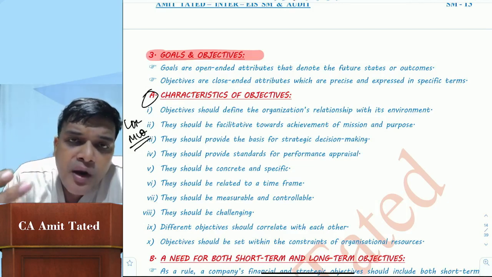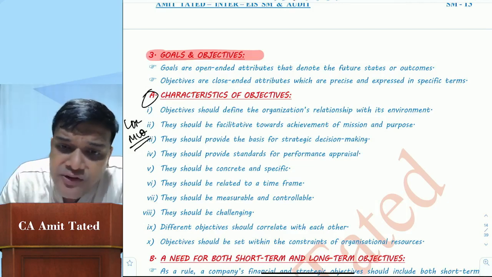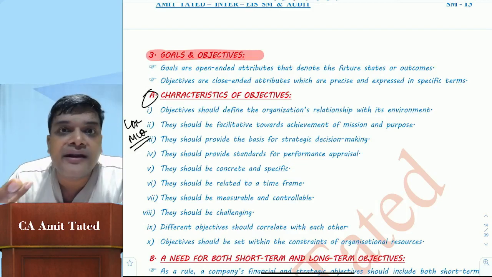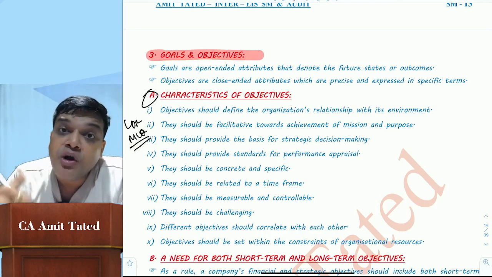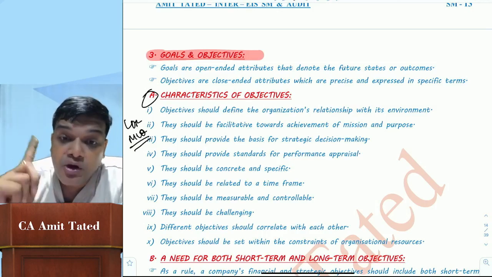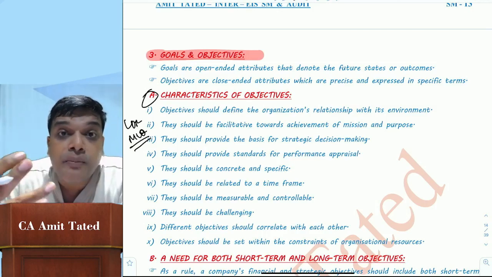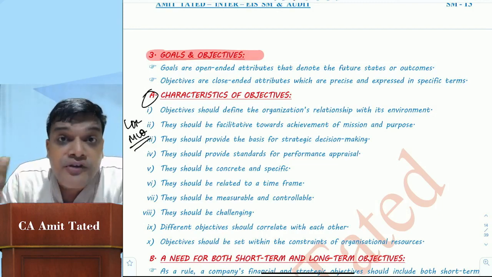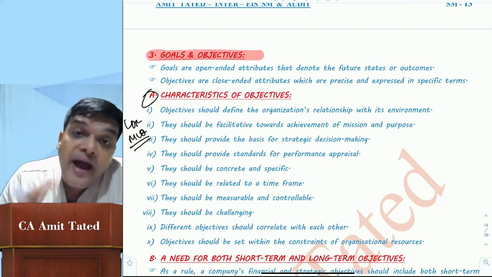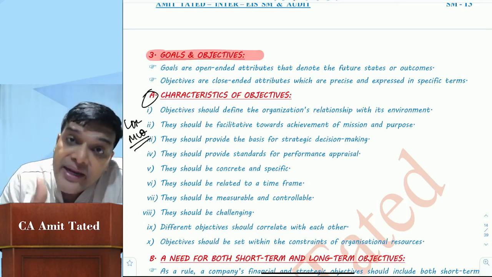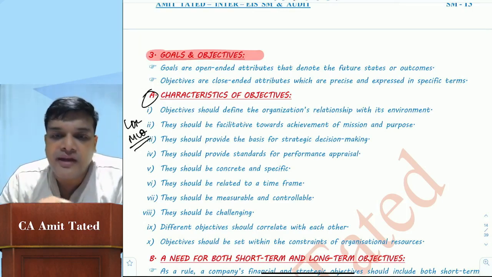Example, I want to earn 10 crore. If I say only this, it is a goal because it is open-ended. 10 crore in how many years? 10 crore when? This is a goal. If I say I want to earn profit in the next 1 year, this is also a goal because it is open-ended. How much profit do you need to earn? 1 rupee, 1 crore, whatever. But if I say I need to earn a profit of 10 crore in the next 1 year, now this is called an objective.